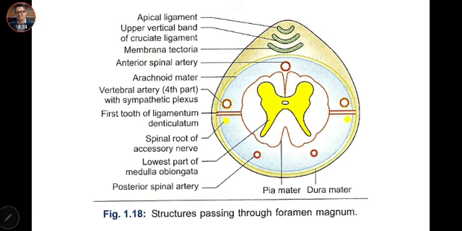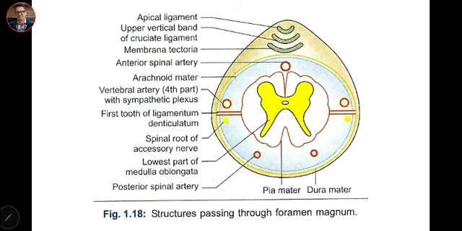The anterior spinal artery is also passing. This is the arachnoid mater, labeled, and this is part of the meninges, so you can write meninges. This is the vertebral artery, fourth part, with sympathetic plexus. First tooth of the ligamentum denticulatum. This is the ligamentum denticulatum.